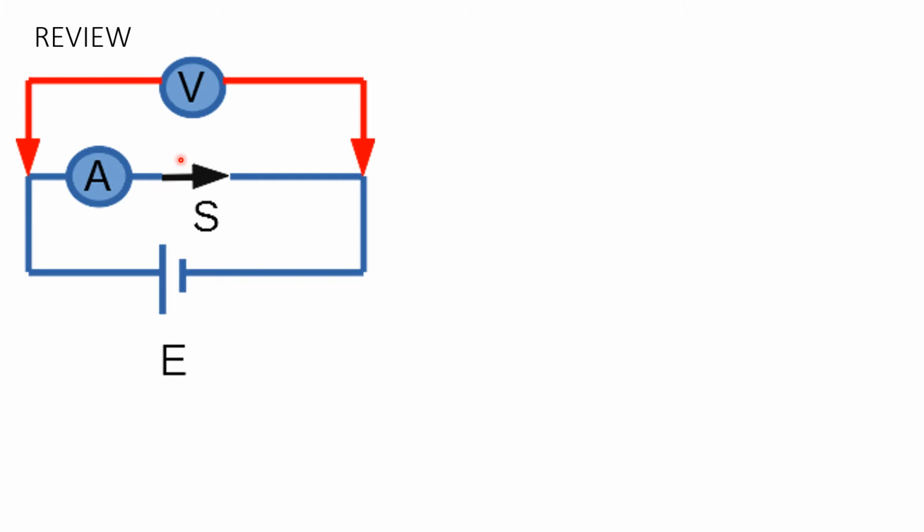Similarly, when the switch is closed, the voltmeter will record a voltage of 0 volts. This is because the voltage across a short circuit is 0, and the current recorded by the ammeter is infinite amperes. This is because the resistance in this circuit is 0, and I is equal to V upon R. Since R is 0, I is equal to infinite amperes.